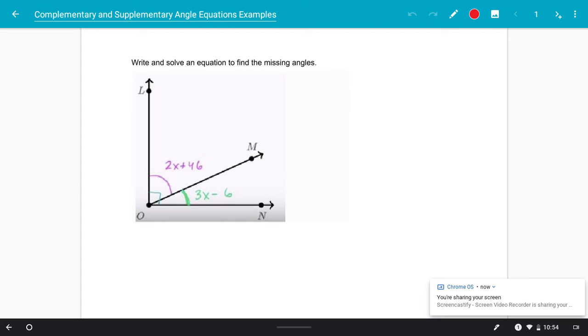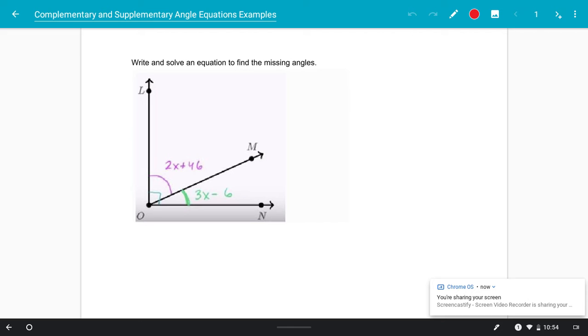Okay, so we're going to do a quick review of complementary and supplementary angle equations. Here we're not just finding the missing angles, we have a step before that because we're given expressions in place of the angles. So our first example here, we want to write and solve an equation to find the missing angles.